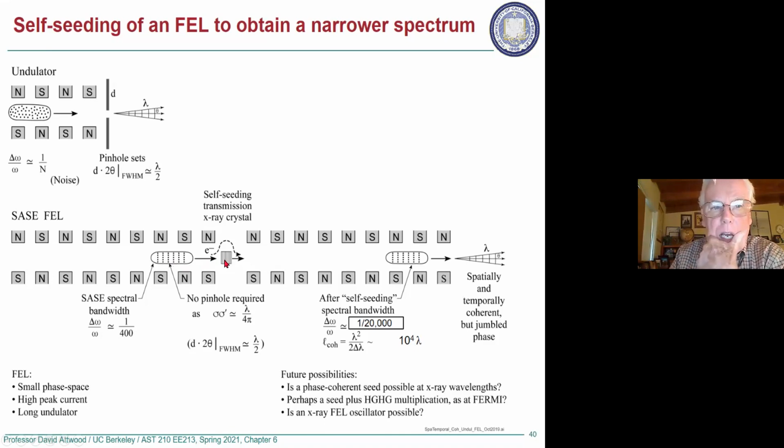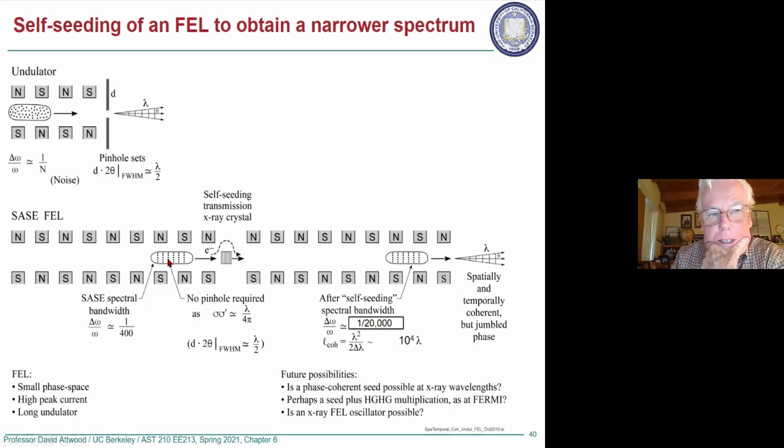And it operates with a bandwidth of 1 part in 20,000. So this is also, if you look at your slides that I posted the other day, it said 2,000. That was not true. Okay.